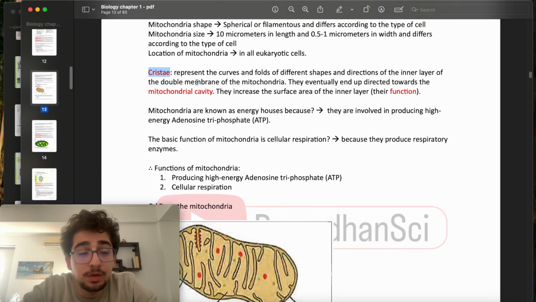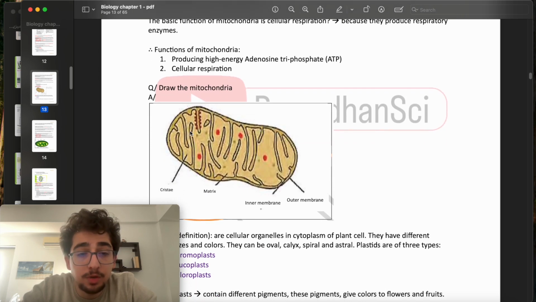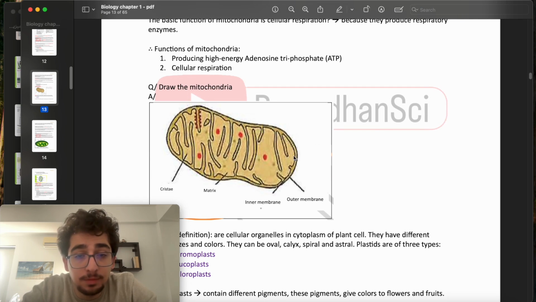The cristae are the curves and folds of different shapes in the inner layer of the double membrane of the mitochondria. So here, you can see the mitochondria. It is surrounded by a double membrane, as you can see here. The inner membrane has a lot of curves and folds, and we call them the cristae. The function of those cristae is to increase the surface area of the inner membrane of the mitochondria.